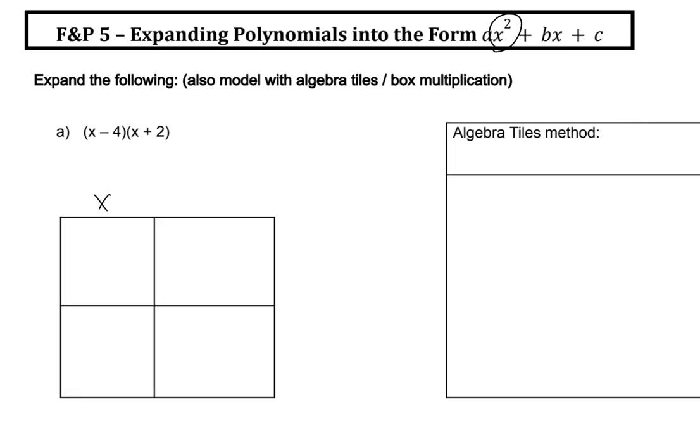So I have the x minus 4 here, and on this side we have x plus 2. So if we have x times x, this is where we would put the answer to it, x squared. x times negative 4 is negative 4x. And then for this one, I'm going to go x times 2, so x times 2 is 2x. And then 2 times negative 4 is going to be negative 8.